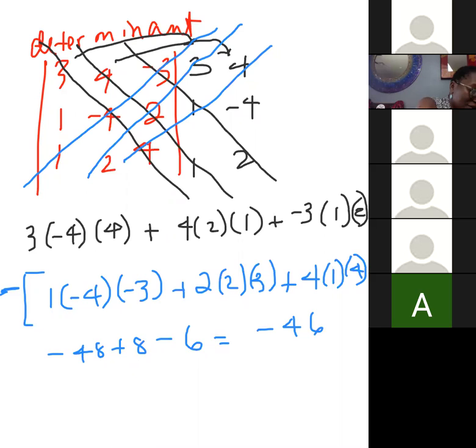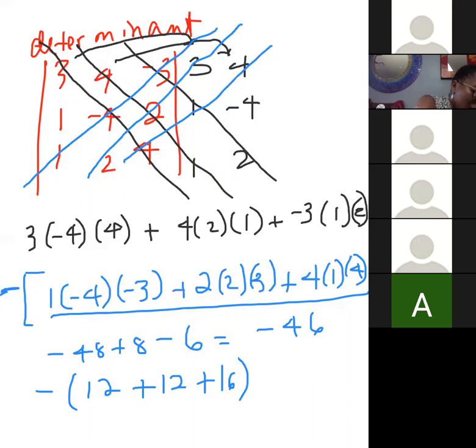Now we're going to do this one over here. It's going to be 1 times -4 times -3, which is 12. And then, remember, this is subtraction we're doing. 2 times 2 times 3 is 12. Guys, if you've got a calculator, put it in to see if this adds up. 4 times 1 times 4 gives you 16. So 12 plus 12 is 24, and 24 plus 16 is 40, but that's going to be a minus. So we take the -46 and subtract the 40. That gives us -86.